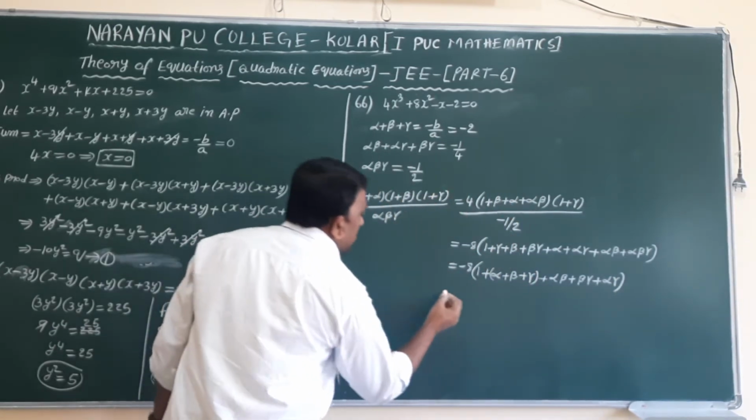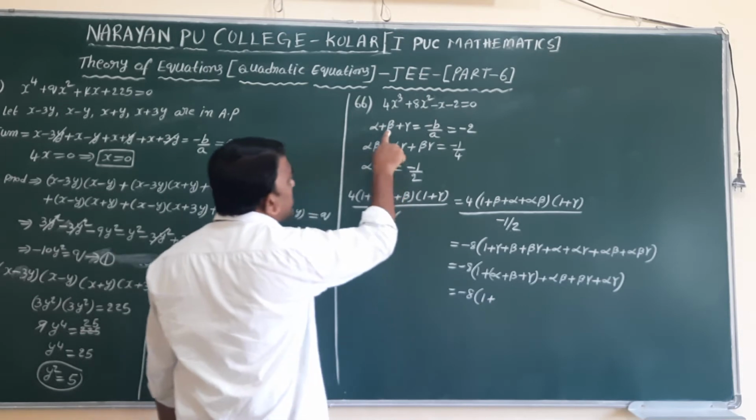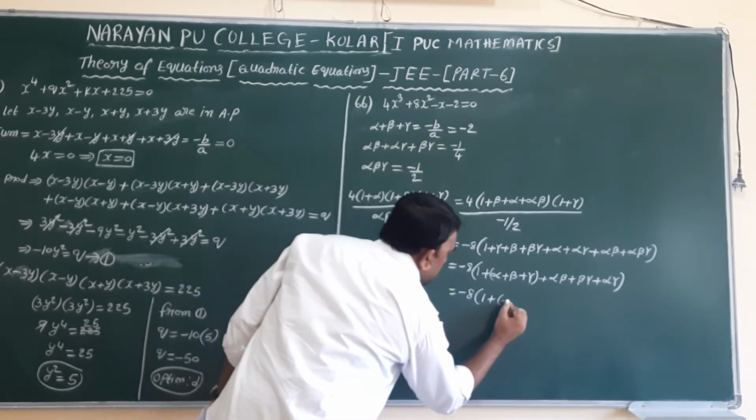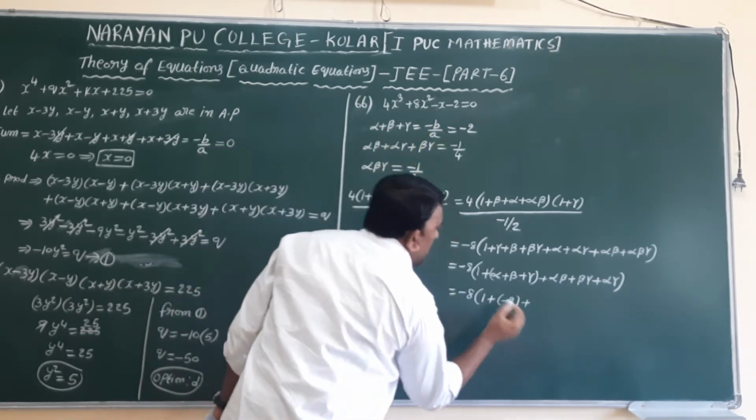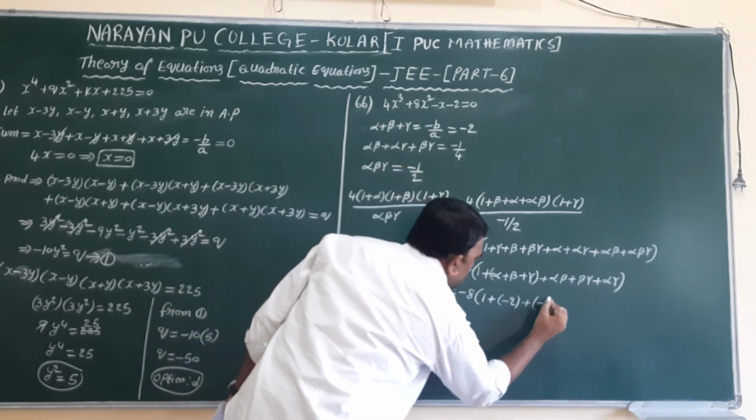Values we know, so we can substitute. Minus 8 into 1 plus alpha plus beta plus gamma, which is minus 2, plus alpha beta plus beta gamma plus gamma alpha, which is minus 1 by 4.